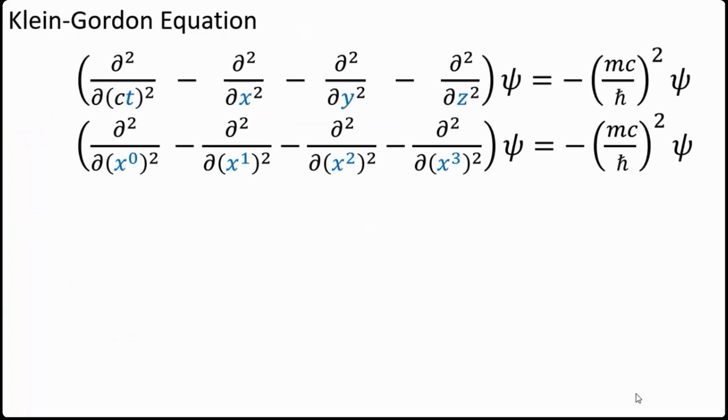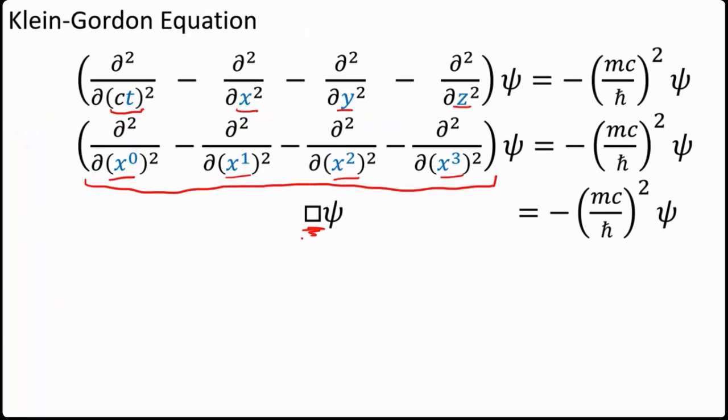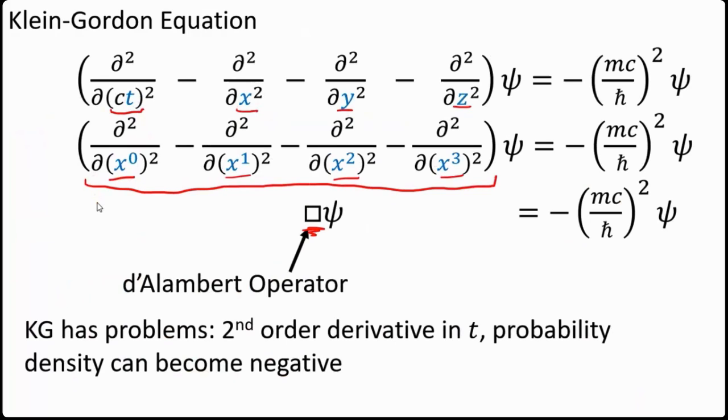And it's common in special relativity to write ct as x0, x as x1, y as x2, and z as x3. So that's another way of writing it. And then this whole big operator here, we've seen it written as just a square, which is called the D'Alembert operator. So this is the Klein-Gordon equation. Now this is a moment where I maybe didn't do enough research, but there are some problems with the Klein-Gordon equation, and I can't remember. I think the probability density doesn't work out or something. Like you can get negative probability densities.